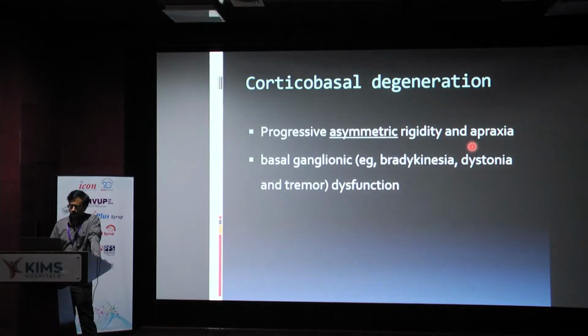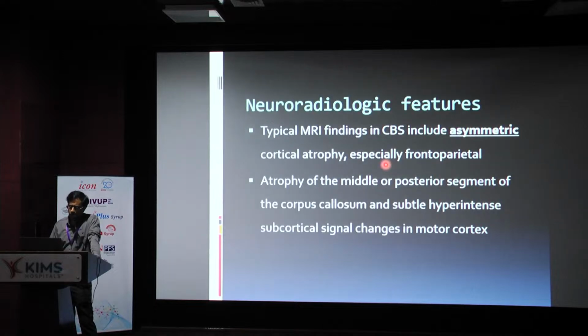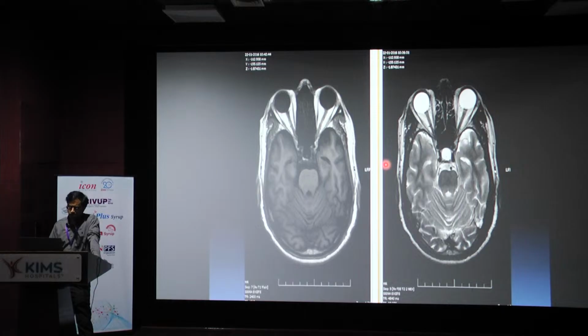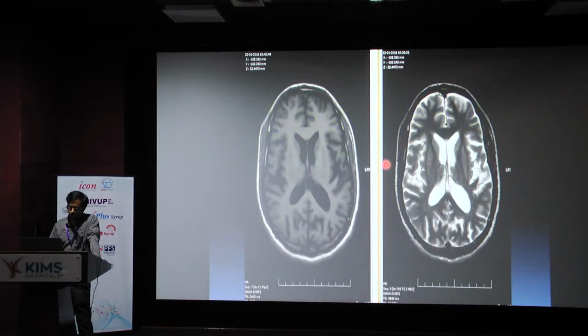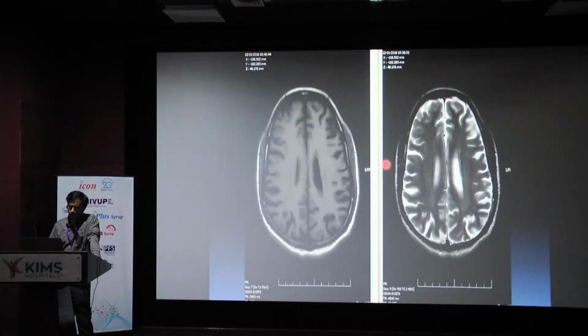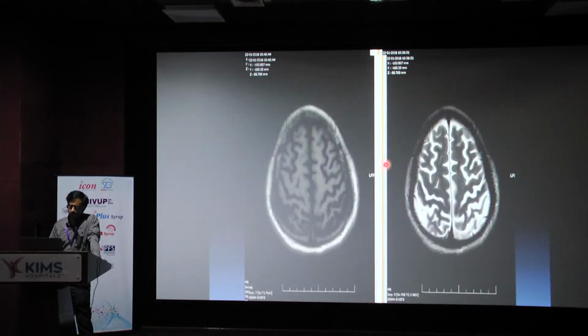Then coming to corticobasal degeneration, we always tend to see asymmetry and more of a cortical volume loss happening around the perirolandic cortex. That is one thing, apart from the mild volume loss in the adjacent corpus callosum. So as we scroll through the T1, T2 axial images, we go up, up, up. Here we are seeing a perirolandic cortical atrophy.